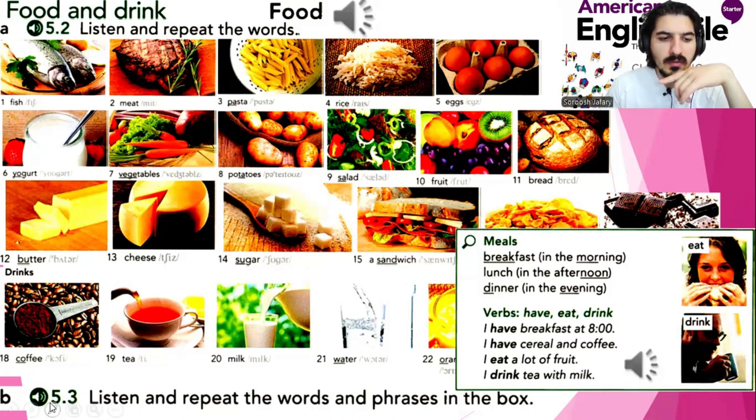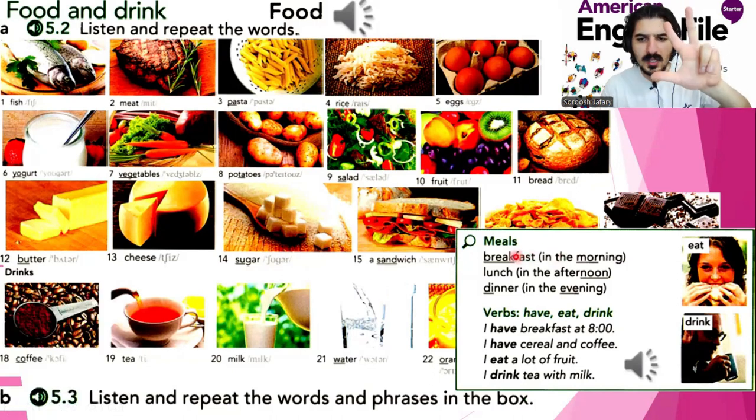Okay, very good, everybody. Just pay attention. Look, we have three meals. Breakfast in the morning, lunch in the afternoon, and dinner in the evening. Breakfast, lunch, dinner. Breakfast and lunch together, brunch. Very good. I have breakfast at 8 a.m. I have cereal and coffee.